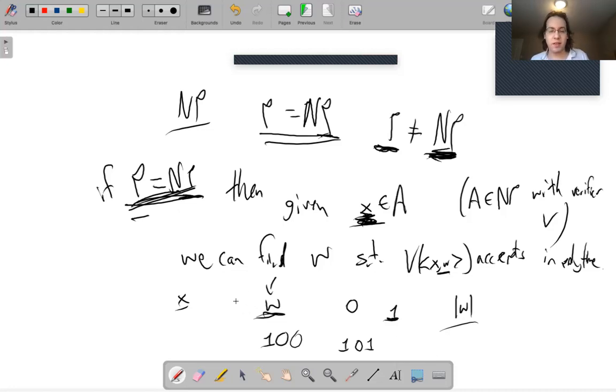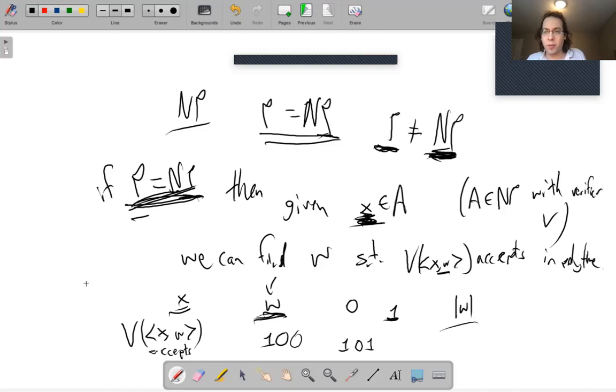Okay, so that means that given input X, I can actually find the witness W that proves that X is in A. So in other words, such that V of X, W accepts. Witness finding would be possible in polynomial time if P were equal to NP.